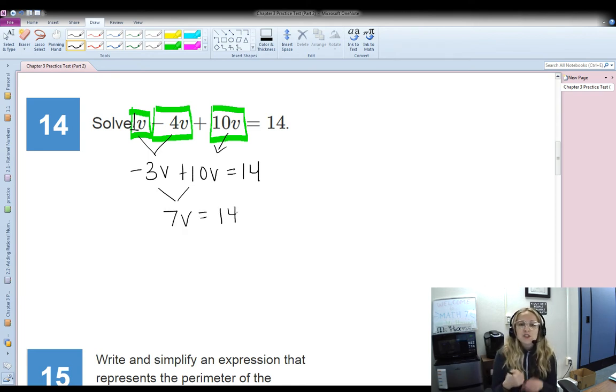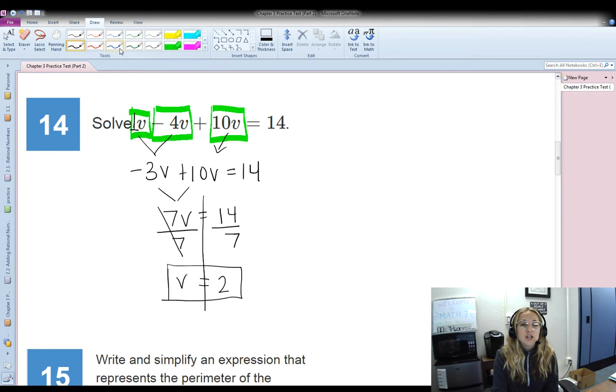And now this is just a two-step problem, where the 7 and the v are attached by multiplication. So in order to cancel that out, we need to do the inverse operation, which is division. So we're going to divide both sides by 7. These are going to cancel, and we're going to be left with v equals 14 divided by 7, which is 2. All right, now I need to check my work.